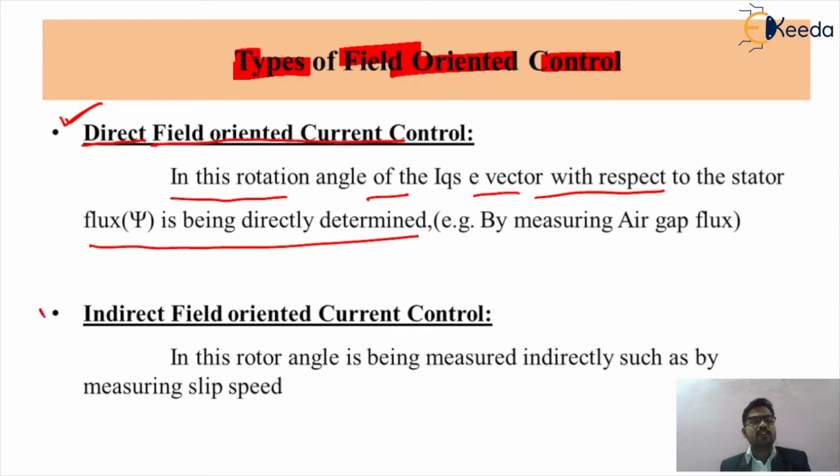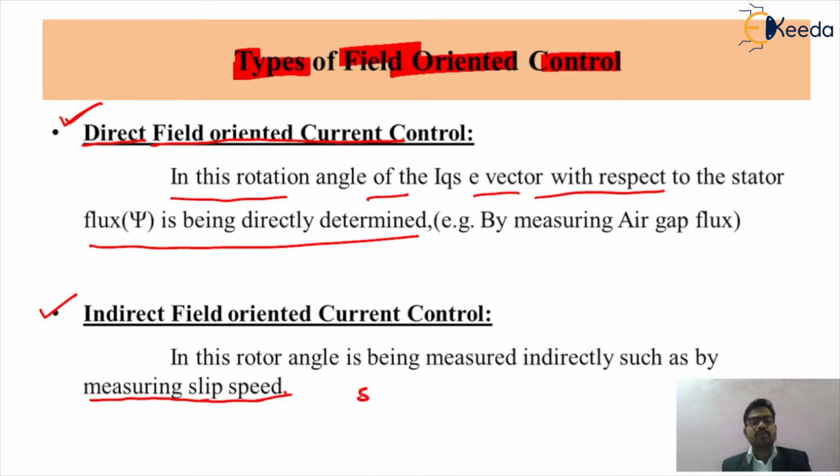And the next type of the field oriented control scheme is called the indirect field oriented control scheme. In that indirect field oriented current control scheme, the value of the rotor angle is measured indirectly. Means in this scheme we are getting the value of the rotor angle indirectly, by measuring your slip speed. So friends, in that scheme we are not getting the value of the current directly. We get the rotor angle by means of the flowing current, indirectly, in terms of your slip speed.